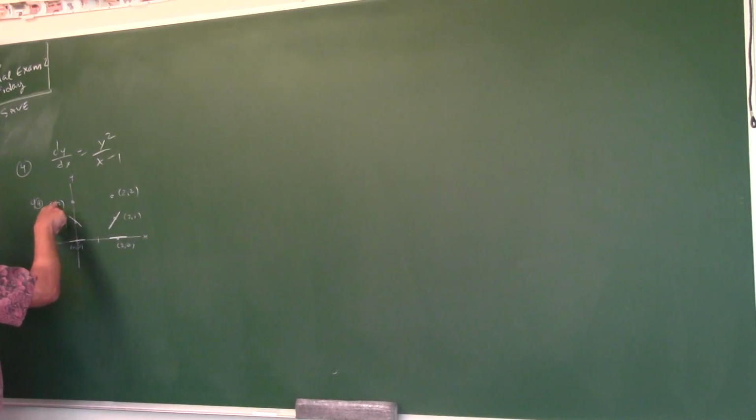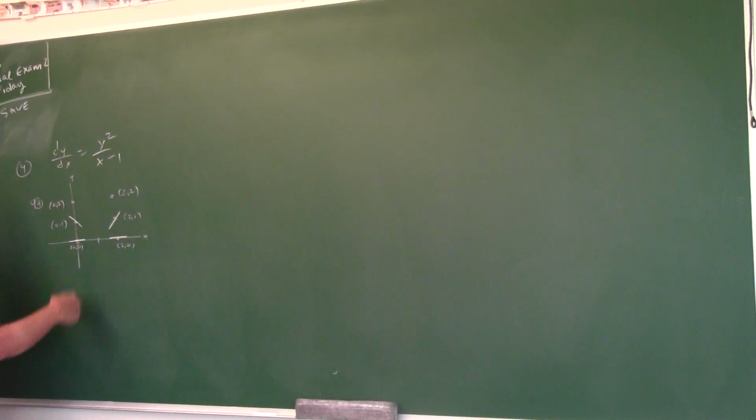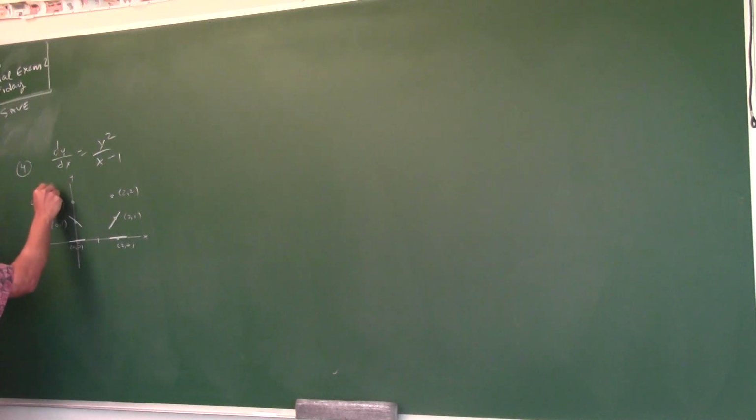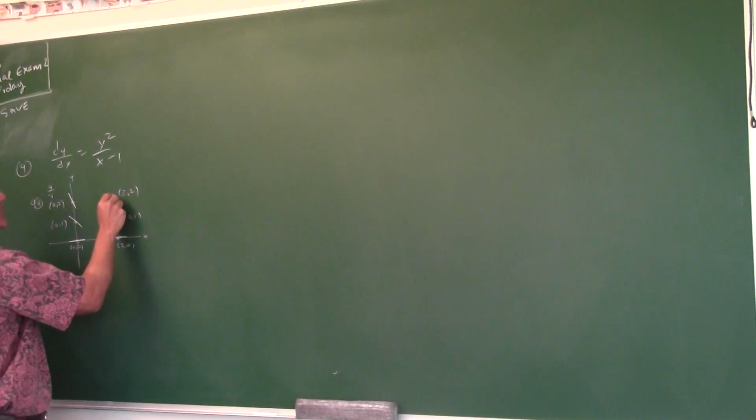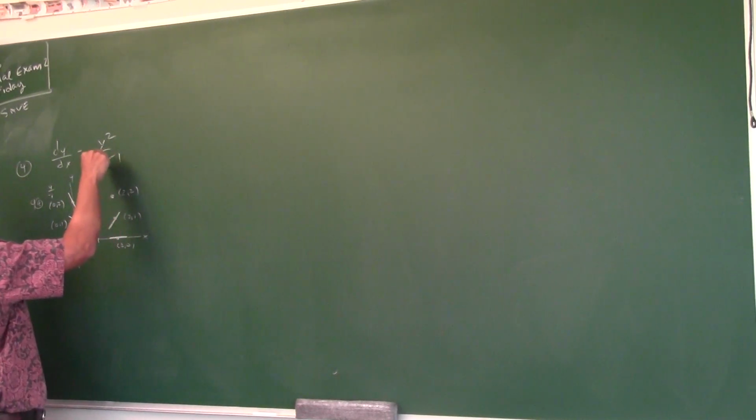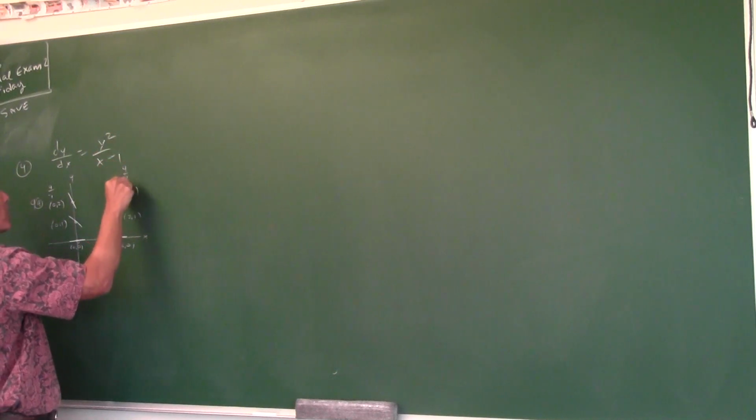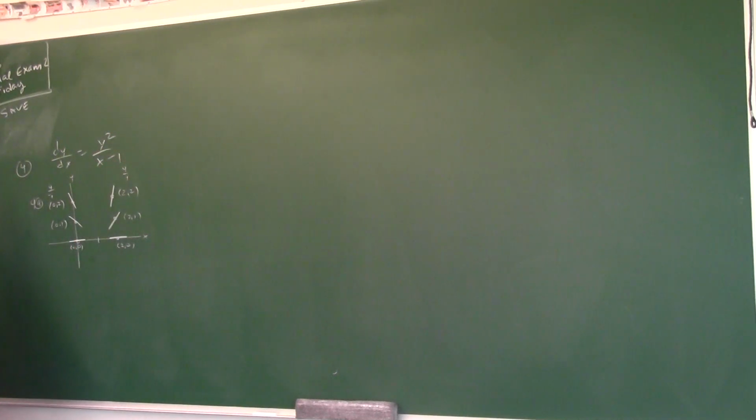What if I plug in 0 for x and 2 for y? You get 4 over negative 1, so negative 4. Just make sure it's steeper than negative 1. And then what about 2 for x and 2 for y? You get 4 over 1, which is 4. That's the easiest 2 points you're going to get right there.